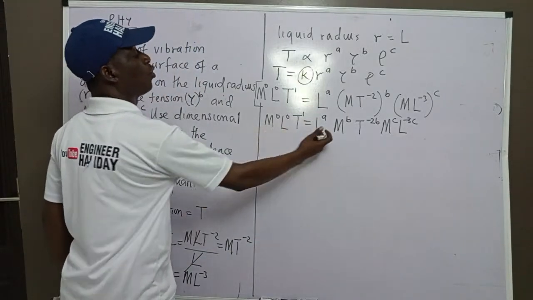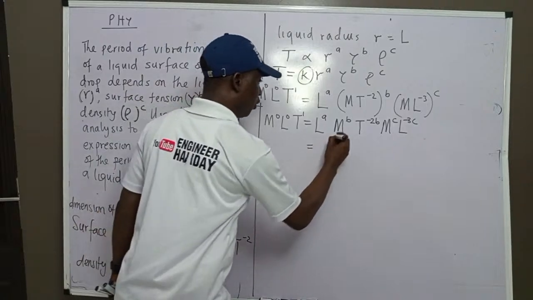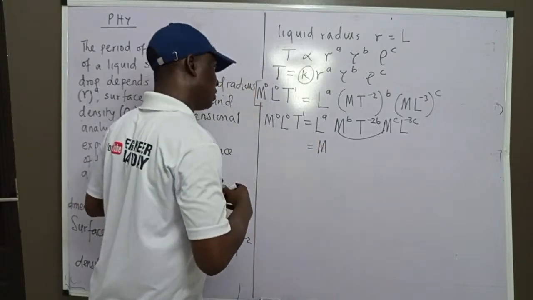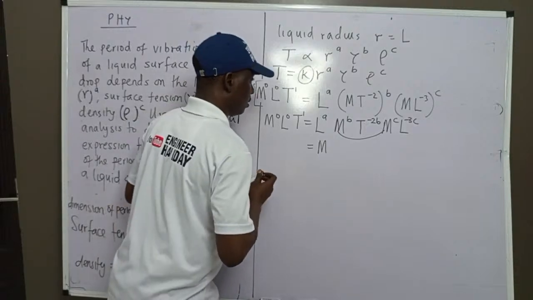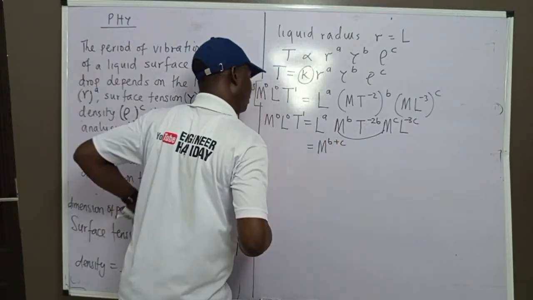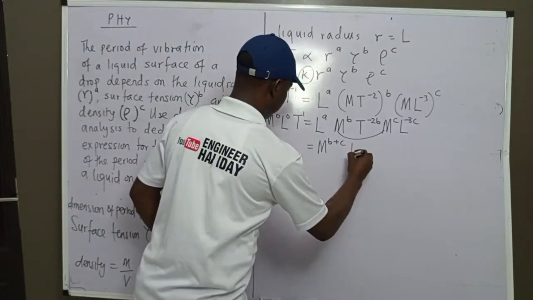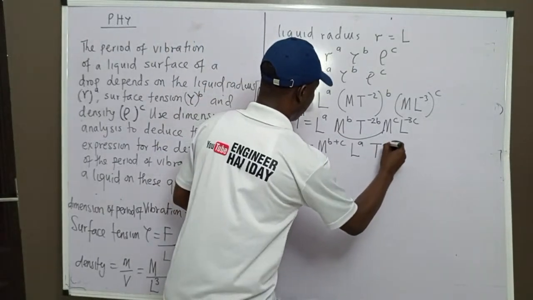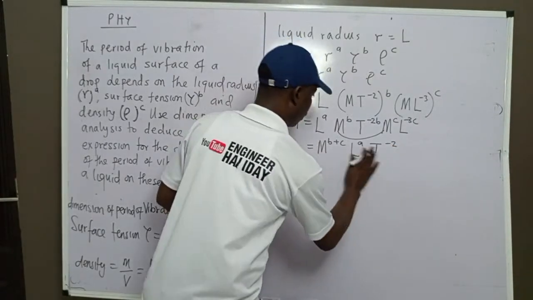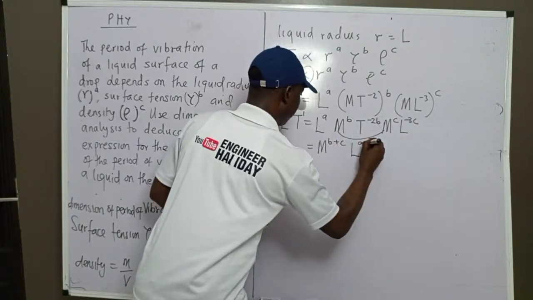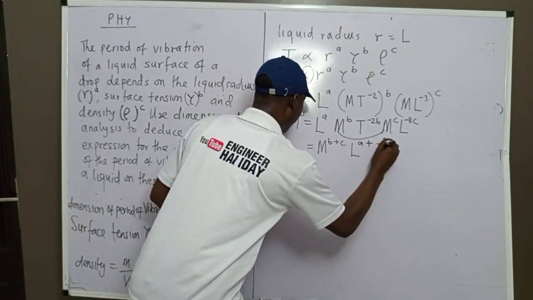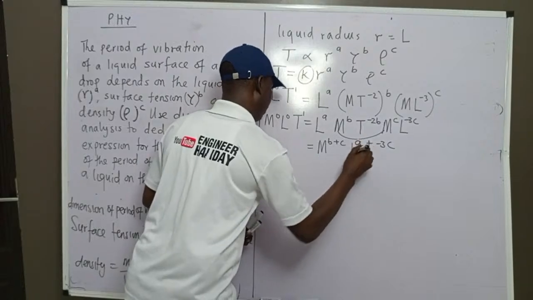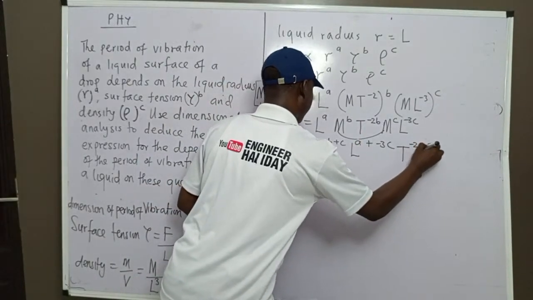Don't forget, all these are just to make sure we have a complement on the right hand side. Therefore, let's reduce this 2 to be 1. First of all, we are going to have M raised to power b plus c. Then we have L raised to power a. Then T raised to power minus 2b. For L we have a plus times minus is minus 3c, because you are adding the powers since you are multiplying. Plus times minus is still minus. So we'll leave it like this. Then T raised to power minus 2b.